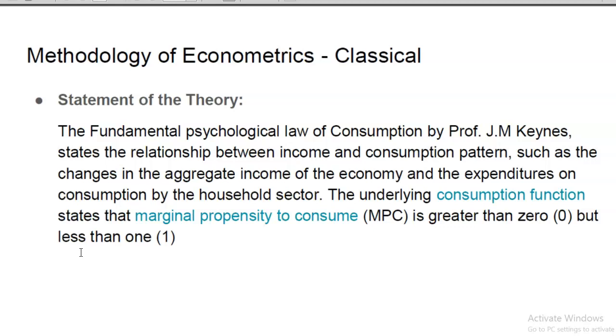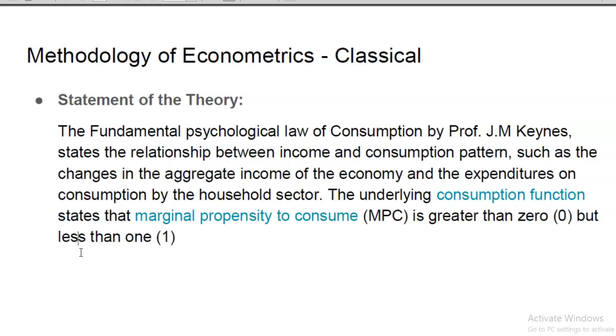Here, in order to explain this theory, we have taken the changes in the aggregate income of the economy and expenditure on consumption by the household. These two economic variables are being taken, and the relationship is being studied to see whether what is stated by Keynes is also applicable here. This relationship between income and consumption is explained through the marginal propensity to consume.